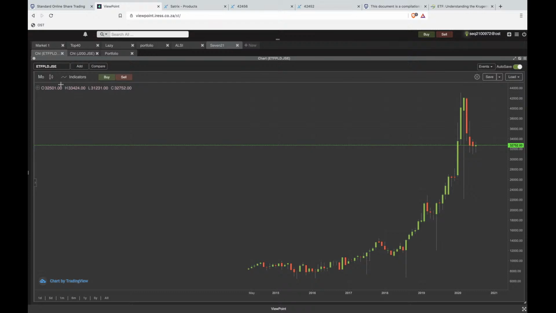Palladium had spiked quite nicely. This is a monthly chart, and that spike we're seeing back here, around April, is more than palladium. That's actually just rand weakness.